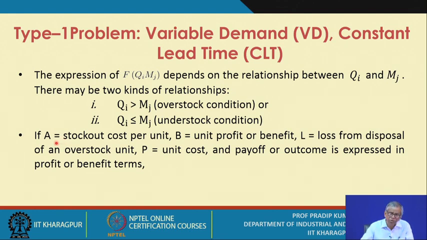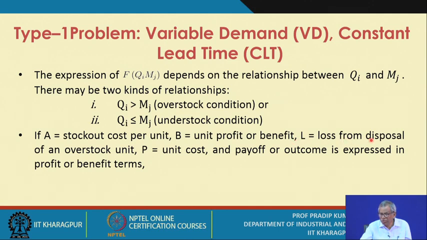So, now you have several notations. Capital A equals the stock out cost per unit. Later on I will tell you the procedure you might follow to estimate the stock out cost per unit. Right now we are assuming that the stock out cost which we have estimated is a reliable, accepted one, so the estimate is acceptable. B is unit profit or benefit.